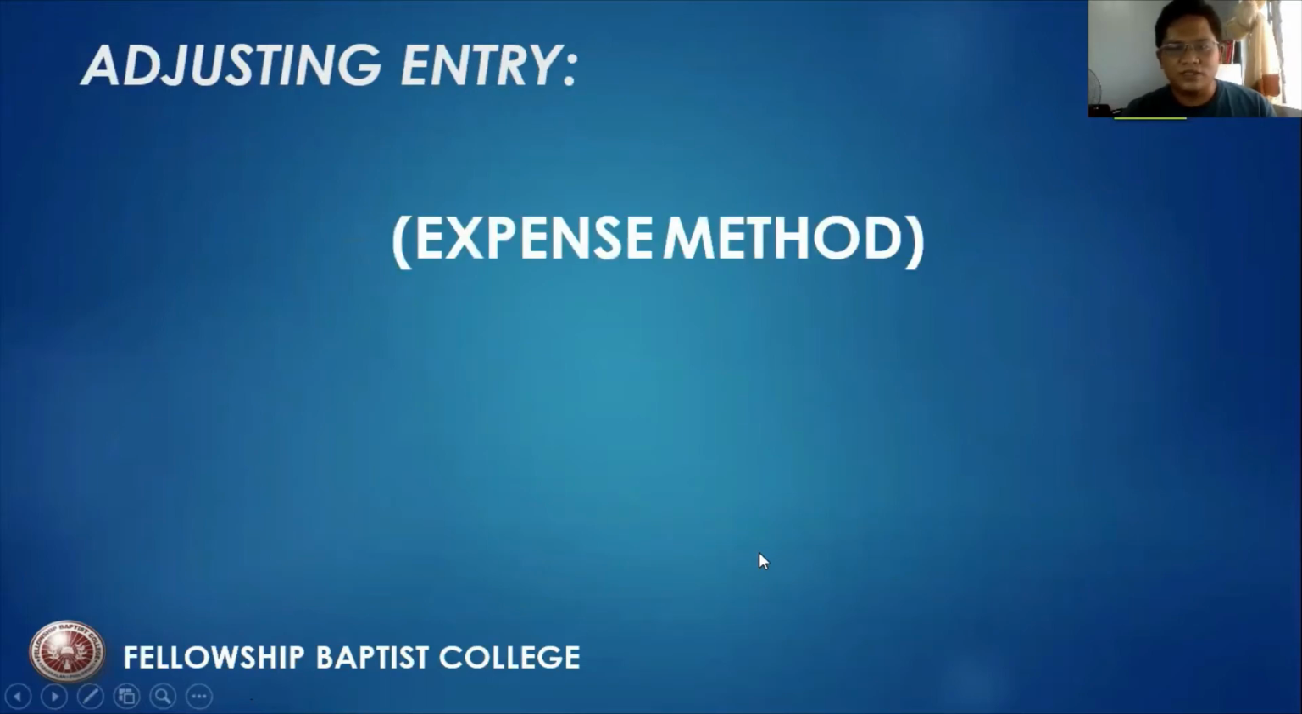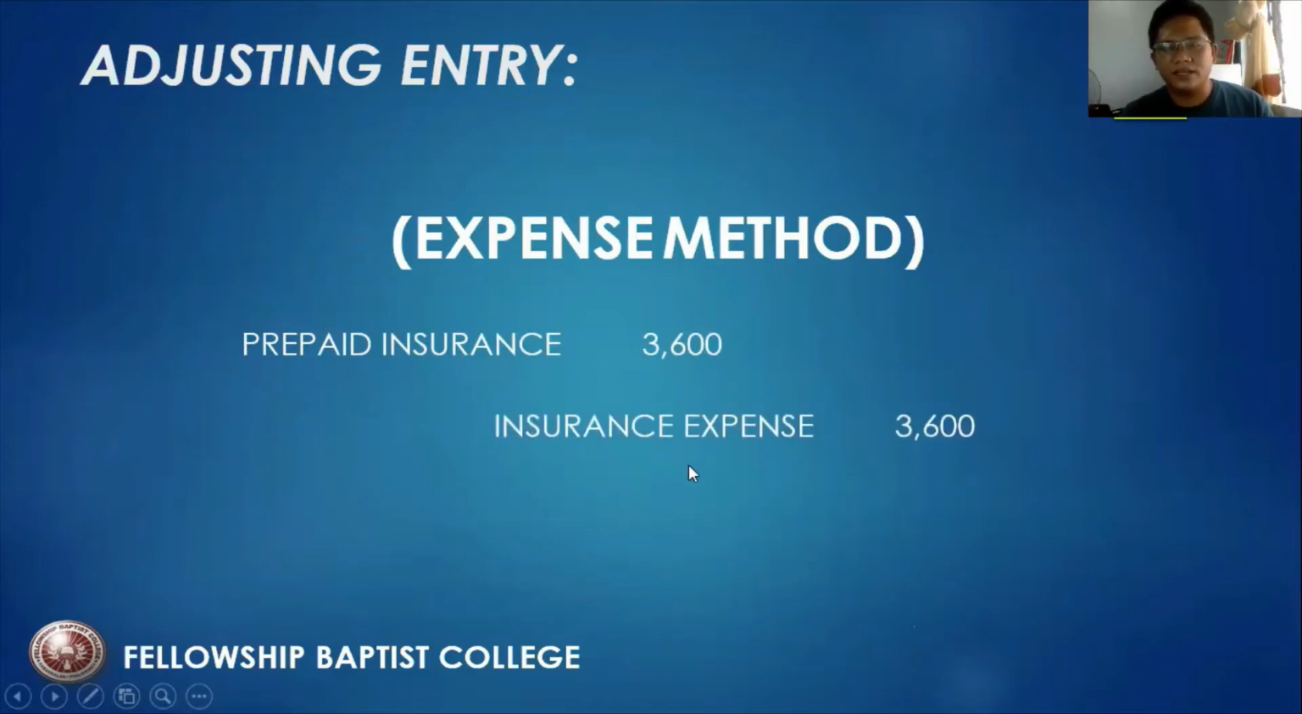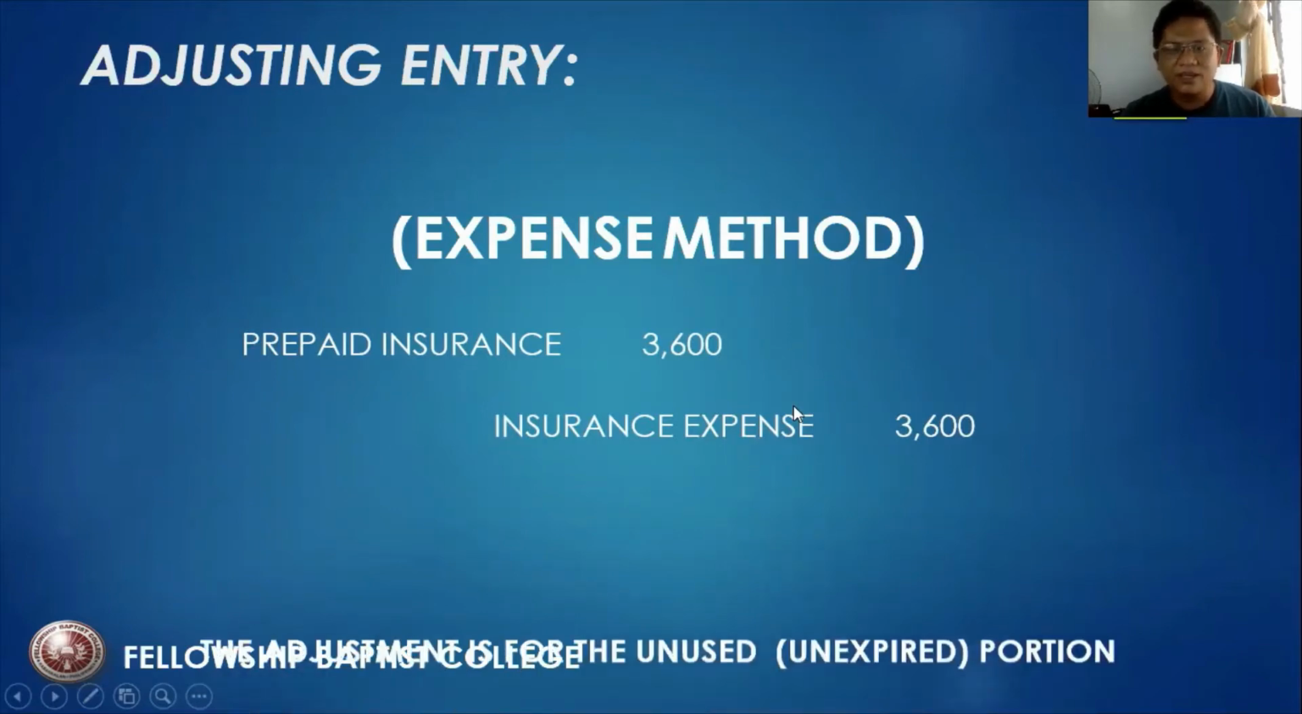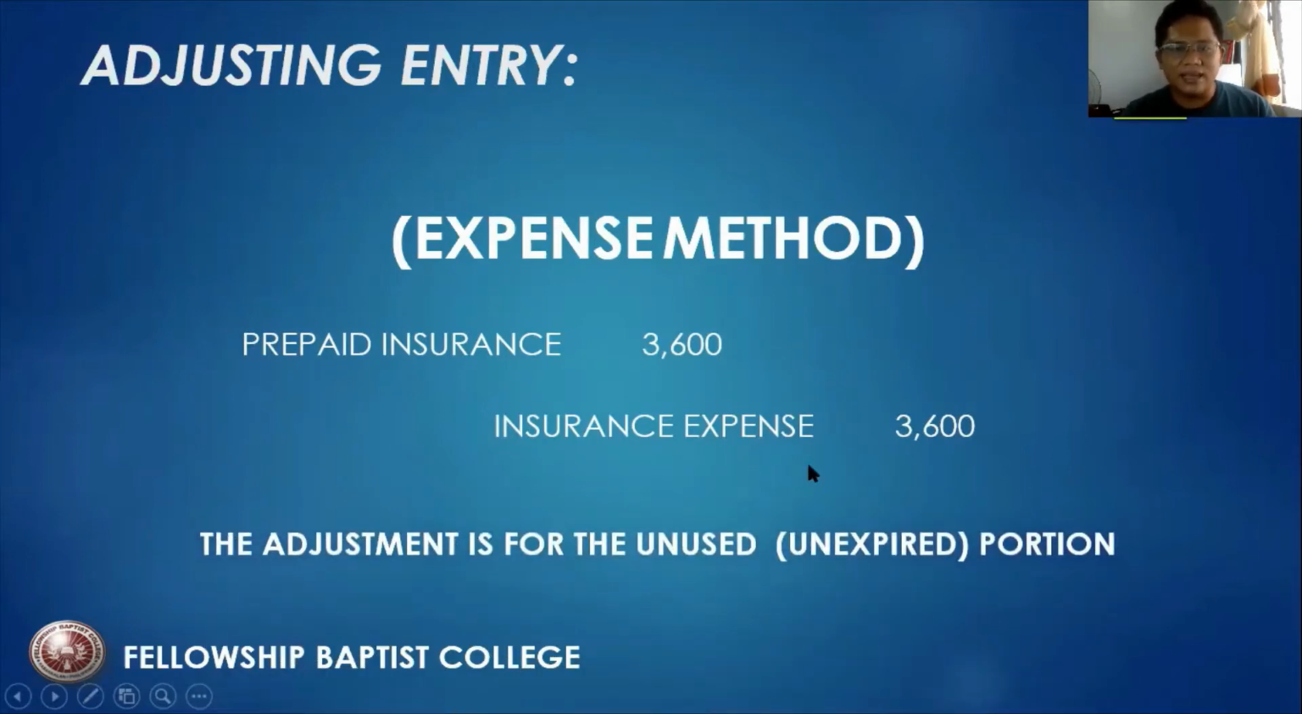And if we use the expense method, it's debit prepaid insurance 3,600 and credit insurance expense 3,600. So if we use the expense method, we take out the unexpired portion.